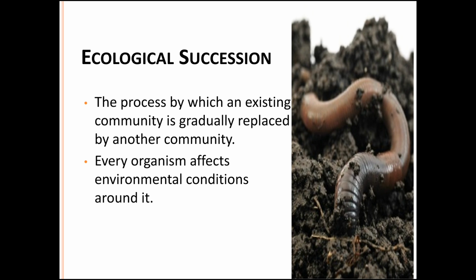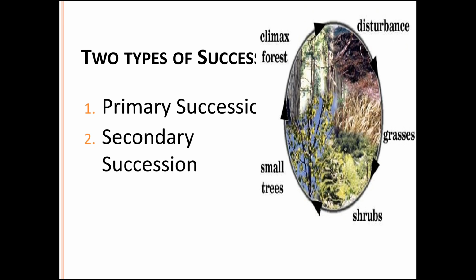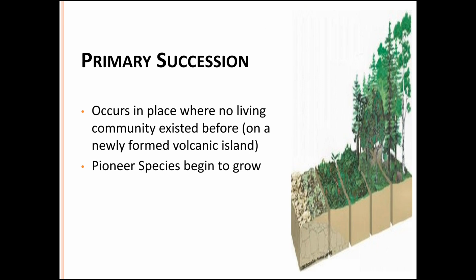Ecological succession. The process by which an existing community is gradually replaced by another community. Every organism affects the environmental conditions around it. There are two types of succession: primary succession and secondary succession.